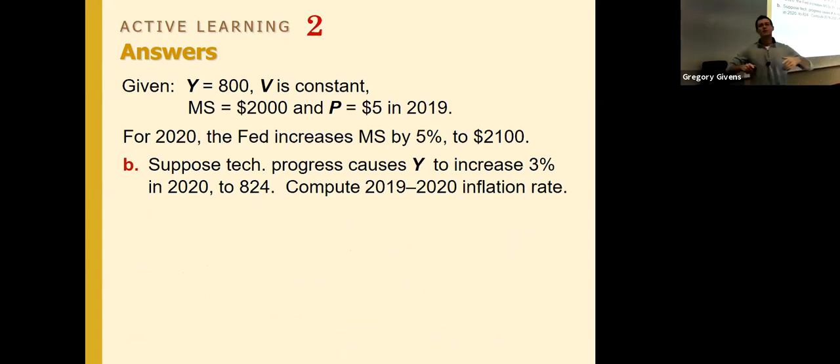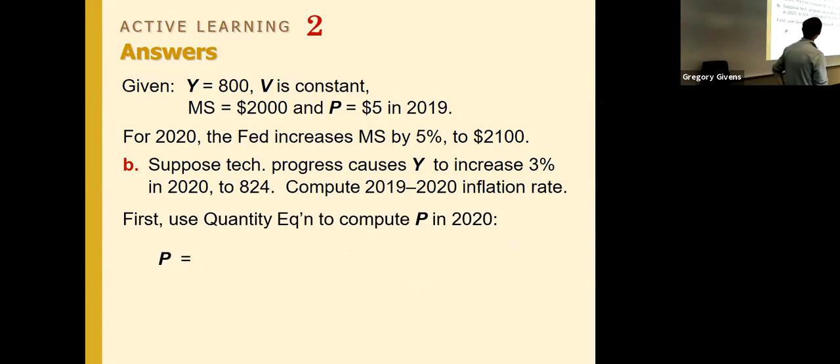So in part B, the only thing that is different here is that there's been technological growth that causes the amount of corn that we actually produce to go up by 3% in 2020. Okay, so Sean, let's go through the same steps here.